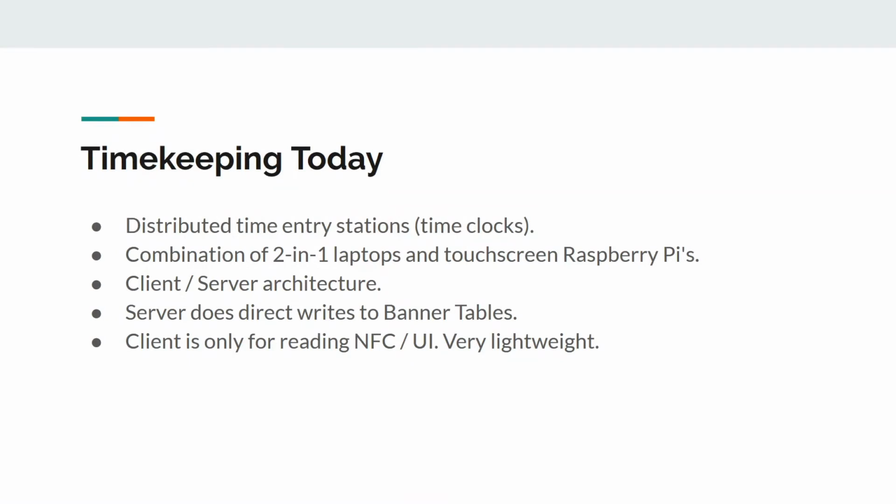And I'm going to start off by telling you where we're at today, and then we're going to jump back to the beginning of the project where we were at in the very beginning, and then work our way back to where we're at today. And today, our time clocks are a distributed system where there's one time clock at least in every building. Some buildings have more than one. The Memorial Union actually has 5 in it. And it's a combination of 2-in-1 laptops, which is what we initially deployed, and then touchscreen Raspberry Pis, which has been a more recent addition.